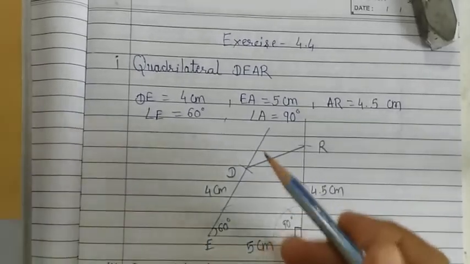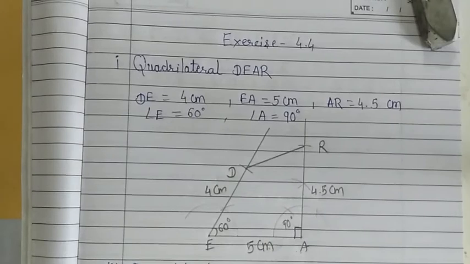Friends, the points of these quadrilaterals you have to write down by yourself. We have to write down the points compulsorily. Okay, don't forget to write down the points.